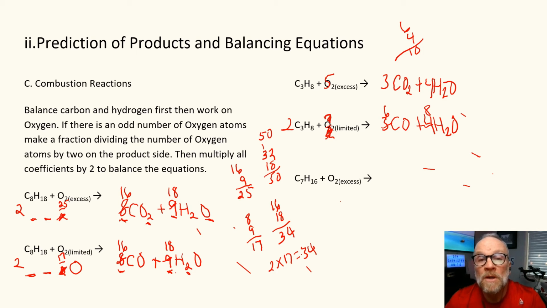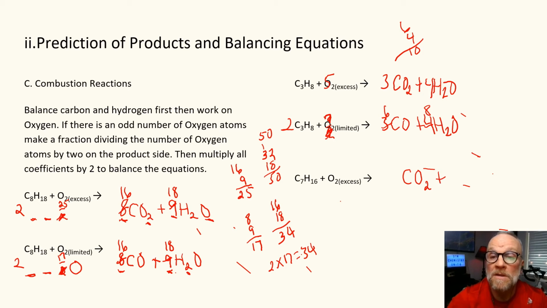This one, instead of octane, it's heptane. Remember our prefixes from our covalent compound names. So we have C in excess, so it's CO2 plus H2O. Excess is always CO2 plus H2O. Limited is always CO plus H2O. Balance carbon and hydrogen first.